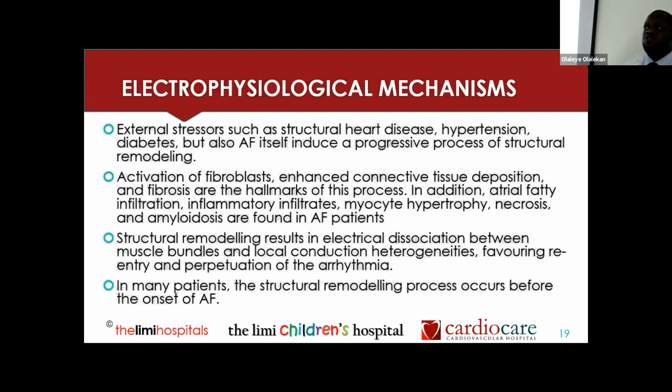So external structures such as structural disease, hypertension, diabetes, and also atrial fibrillation itself induce progressive change of structural remodeling. And what happens in this structural remodeling? There's proliferation of fibroblasts, connective tissue deposition, fibrosis, infiltration of fatty tissue around the atrium, and hypertrophy of the atrium. All this working together to lead to electrical dissociation between muscle bundles, and local conduction problem in the atrium. So all this now works to perpetuate this process of atrial fibrillation, and that is why they said atrial fibrillation begets atrial fibrillation.